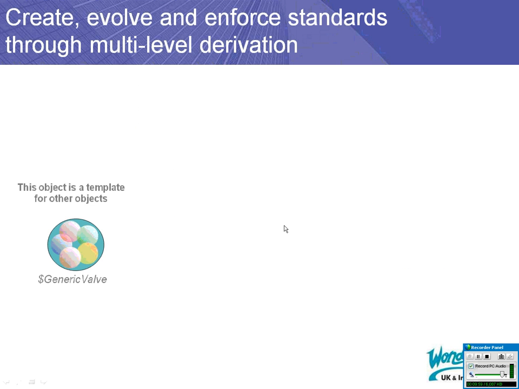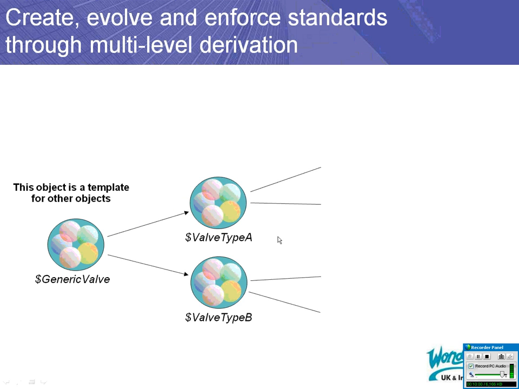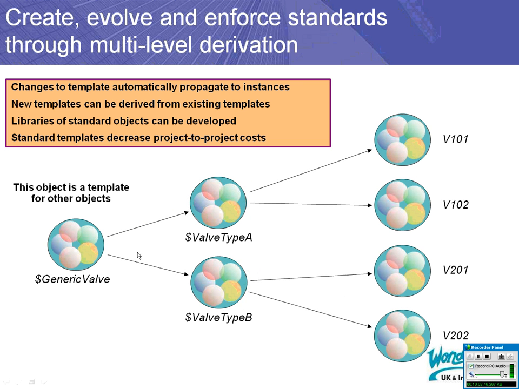And this allows us to derive objects. So, for example, we create a generic object to represent our generic valve, and that's our template. Now, we know from real life that you'll never have two exactly the same, or not every instance will be exactly the same. So you might derive another template from that template, which is a type A and a type B. And from that type A and type B, you derive all the instances, which represent the valves that you have on your plant.